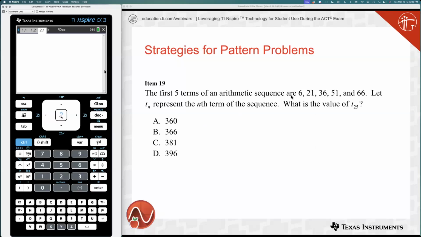So we have 6 and 21. It's an arithmetic sequence. So I'm thinking that my students are going to do 21 minus 6. Find this. And they're going to find the common difference. That's the pattern here. Yep.